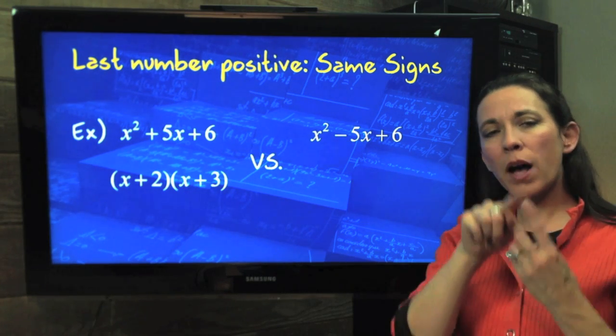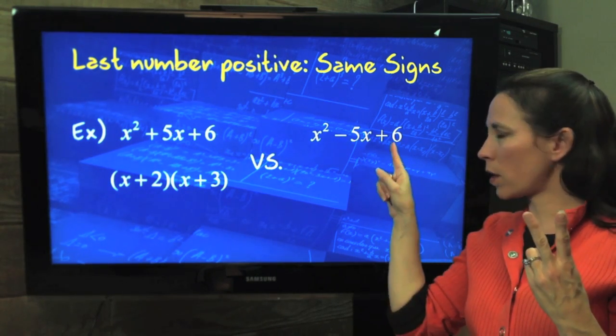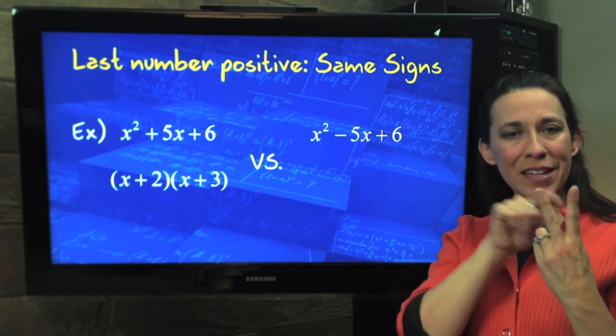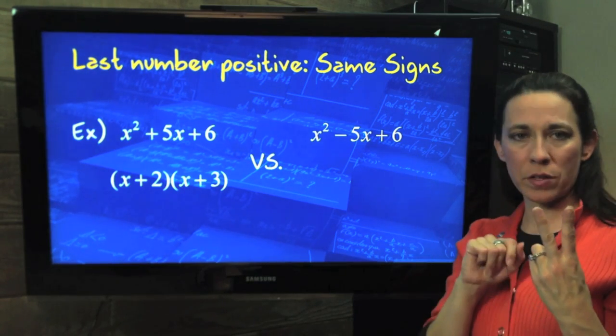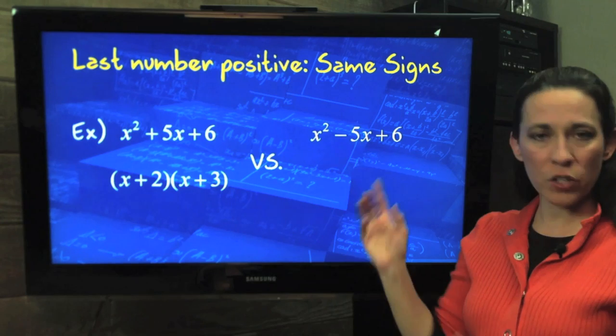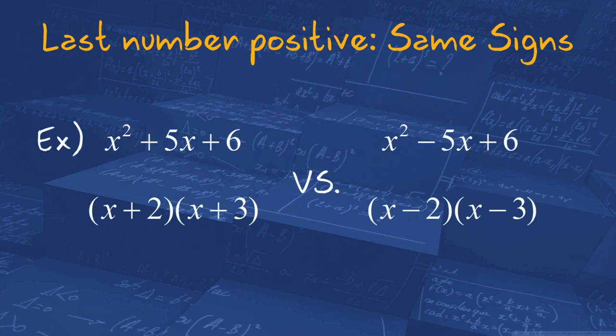So it's not just a positive times a positive that gives you a positive, but negative times a negative also gives you a positive. So this guy here will help you determine what those signs need to be. So we're going to use a negative 2 and a negative 3 here. So if your last number is positive, you have to have a positive times a positive or a negative times a negative. So the signs are going to be the same.